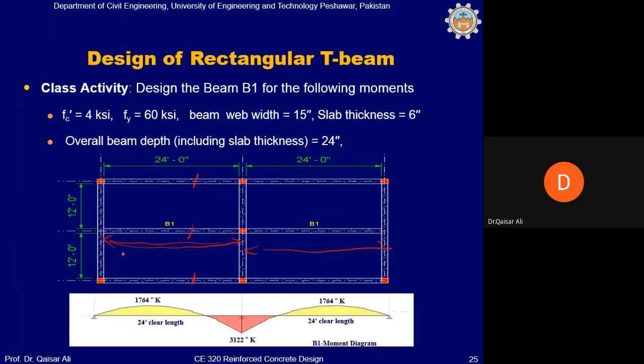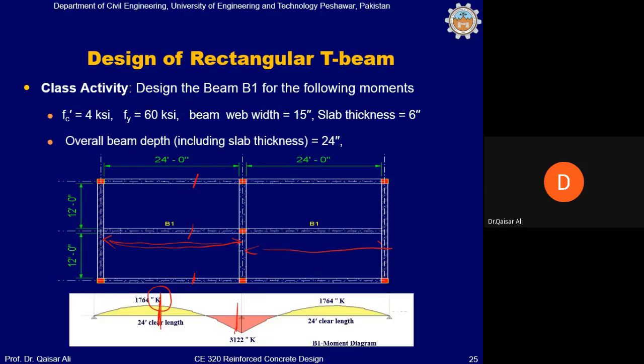So if you draw a bending moment diagram for this beam, you will have a positive bending moment and then negative bending moment, positive and negative. The bending moment diagram has been drawn. You are required to design this beam. So you will design this beam for positive bending moment as well as for negative bending moment. In the case of positive bending moment, you will treat this beam as T beam, and then you will assume small a and repeat the process that we have just discussed in the previous slides.